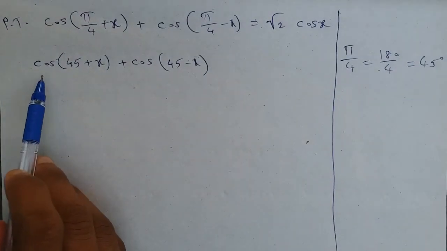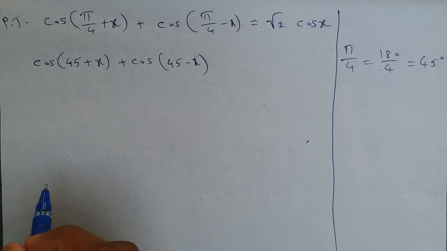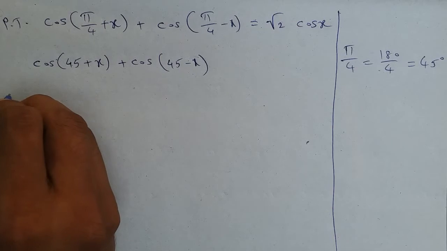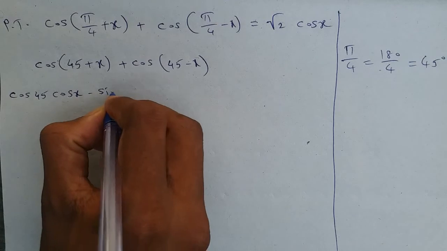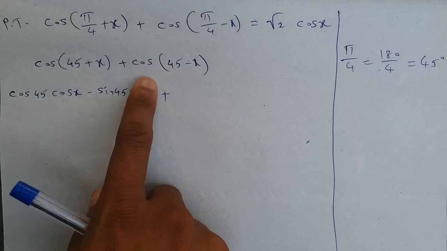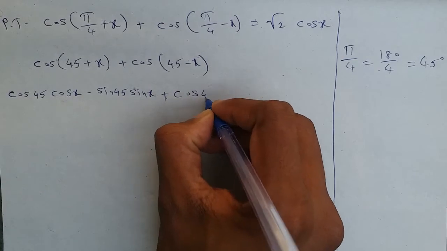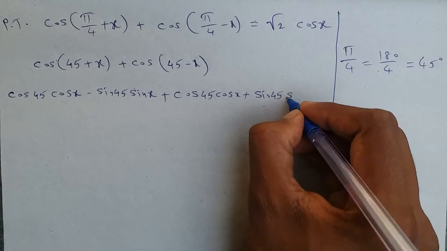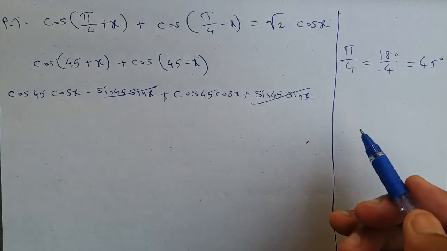Now if we observe this, cos of 45 plus x is in the form of cos of a plus b. So using the cos of a plus b formula, cos a cos b minus sin a sin b, we get cos 45 cos x minus sin 45 sin x, plus, this is cos of 45 minus x, the cos of a minus b formula. So cos a cos b plus sin a sin b, that is cos 45 cos x plus sin 45 sin x. Here minus sin 45 sin x and plus sin 45 sin x will get cancelled.